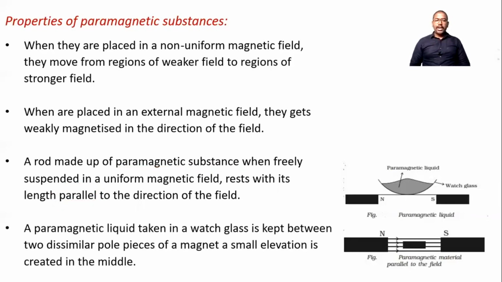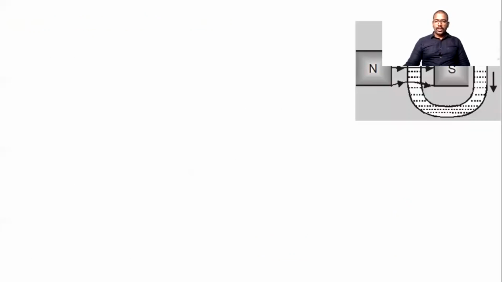Next one: a paramagnetic liquid is taken in a watch glass and kept between two dissimilar poles of a magnet. A small elevation is created. Here, elevation. So you can see here, when a watch glass containing this paramagnetic liquid is placed, the magnetic field is more between the two poles, so it is attracted more, and more liquid is attracted to the center. So here we get a small elevation. In diamagnetic we get depletion, but here we get elevation in the middle.